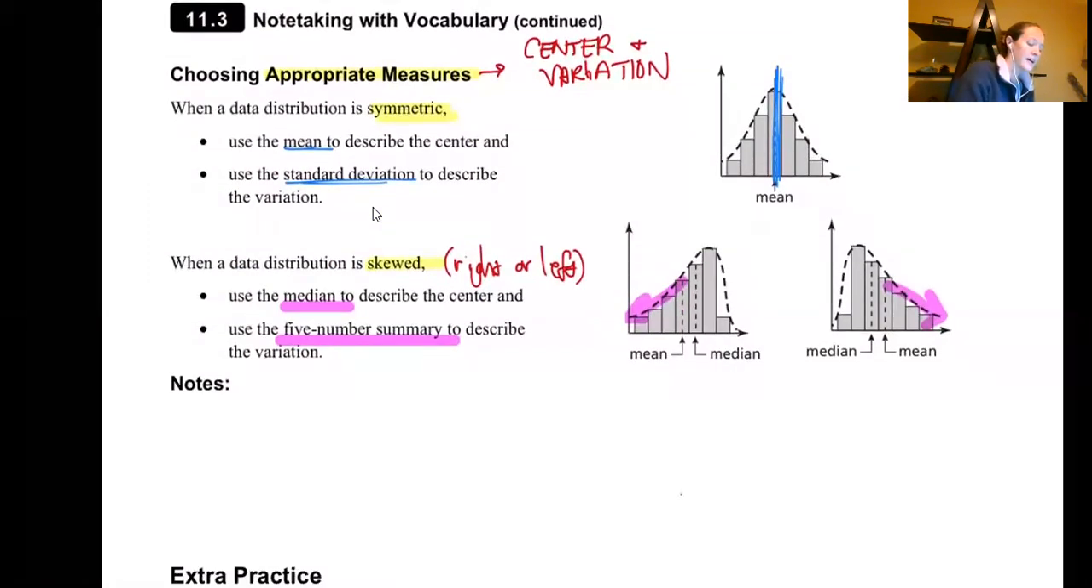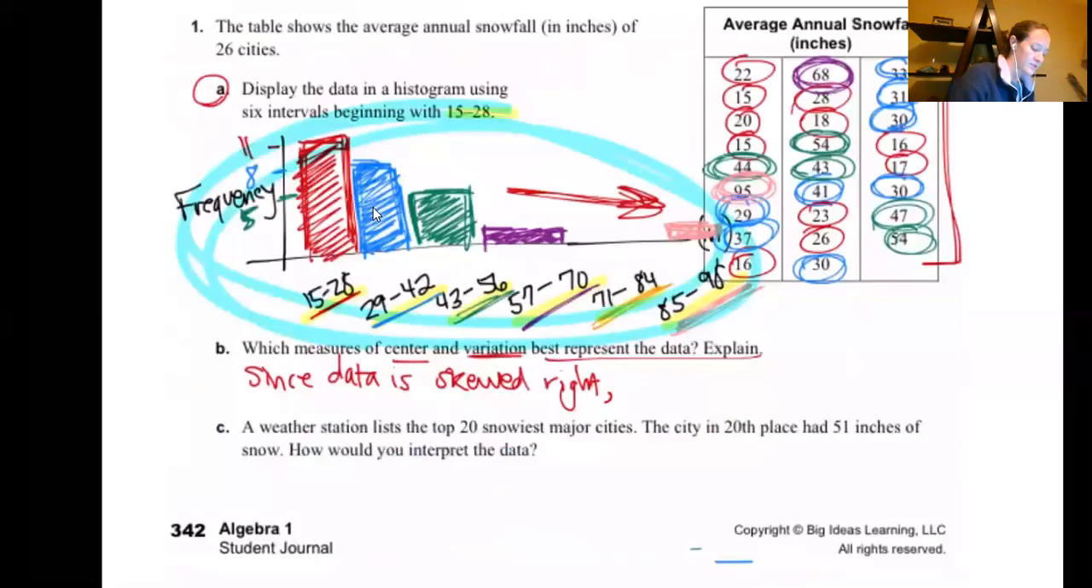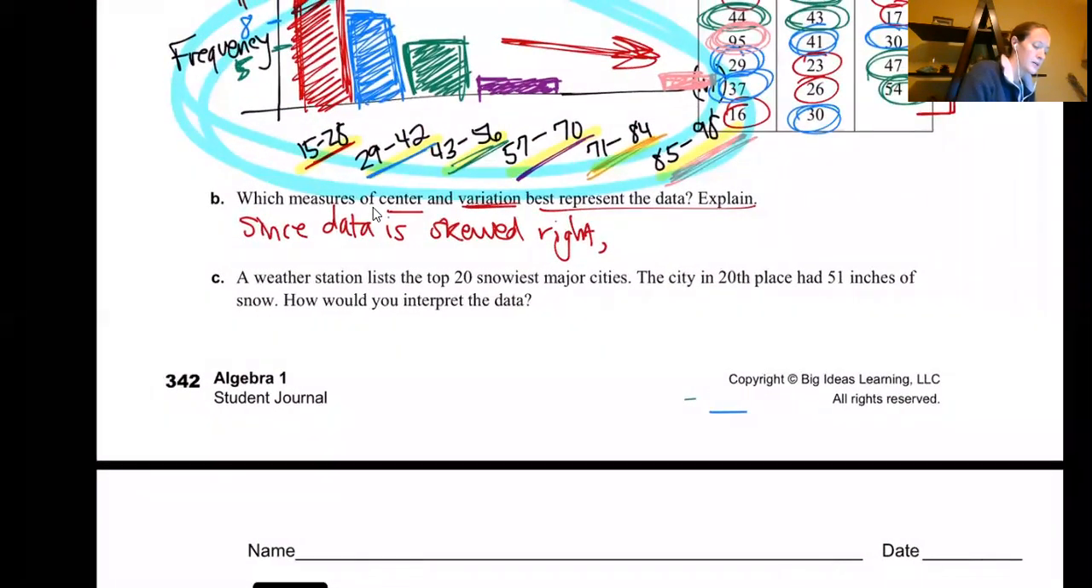If we have data that's skewed to the right or the left, doesn't matter. Who are we going to use for the center? The median. And who are we going to use for the variation? The 5-number summary. And to be honest, kiddos, it's as easy as answering that. So down here and below, I would say, you know what? I see that it's skewed. And because it's skewed, I'm going to say that the median should be the center, or is the best measurement to use for the center.